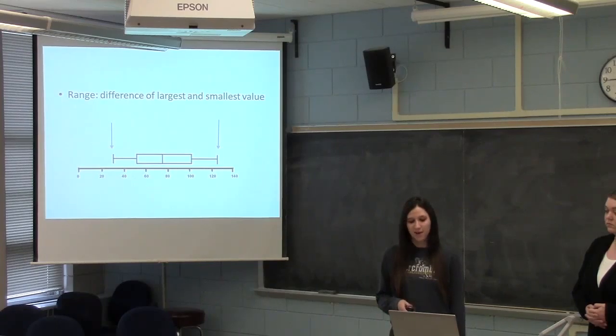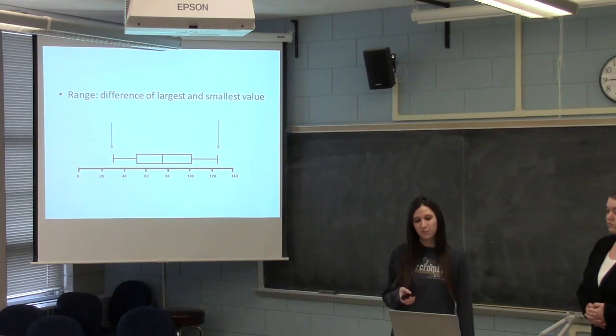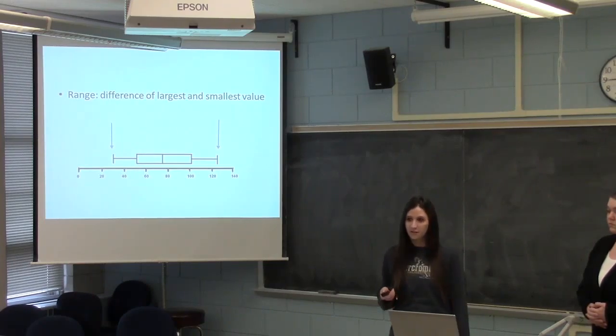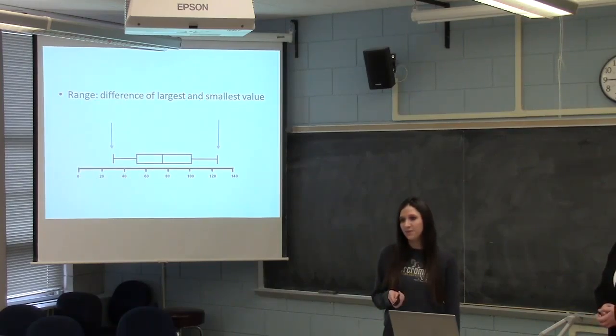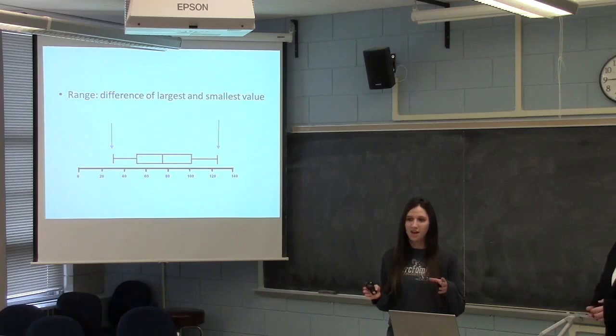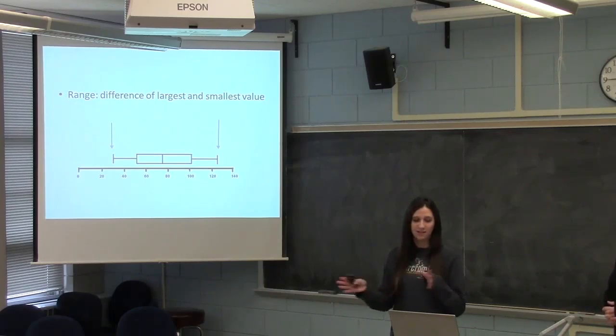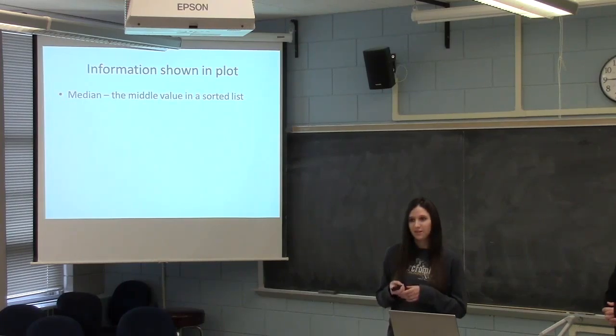Now we can look at a box and whisker plot. The arrow on the left is pointing to the lowest value in this example, and the arrow on the right is pointing to the highest value. So the range is the space in between these two arrows.